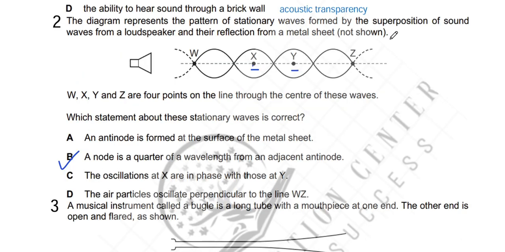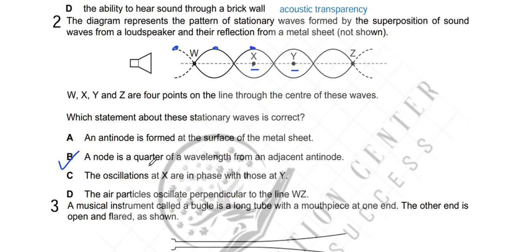In question number 2, there is superposition of stationary waves, so we can see different points. The first one says an antinode is formed at the surface of the metal. Basically, they said that the wave formed by superposition of sound waves from a loudspeaker and the reflection from a metal sheet, which is not shown. And antinodes are usually not formed at the surface of the metal sheets. They're usually formed at these particular peak points, and this is not at the surface, and we are also not sure where the metal sheet actually is.